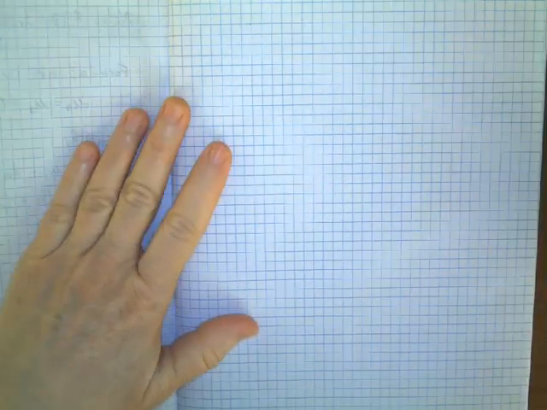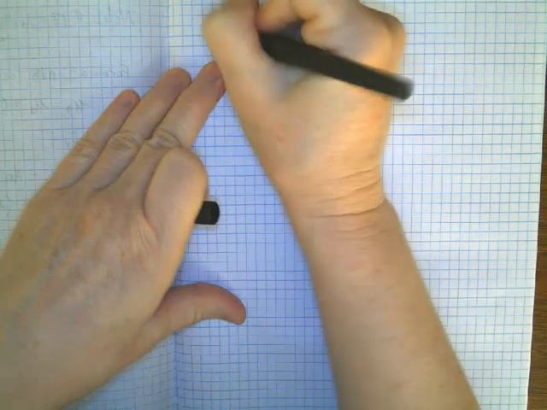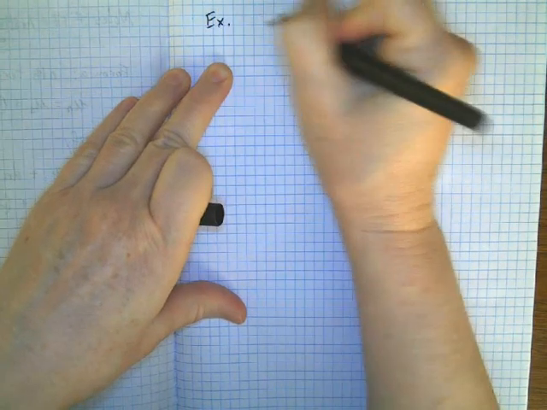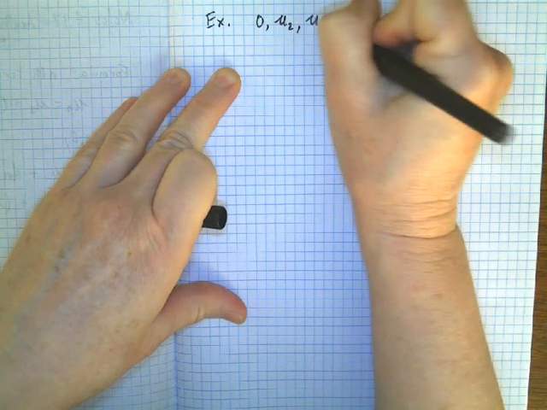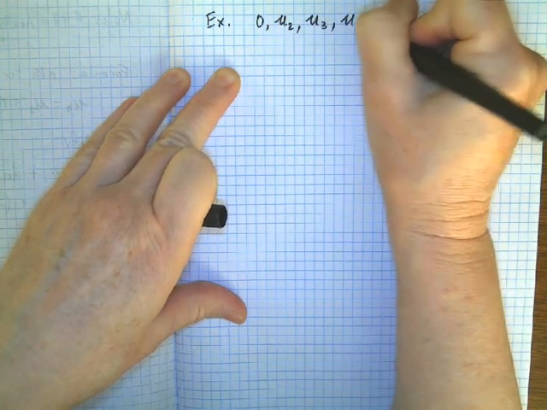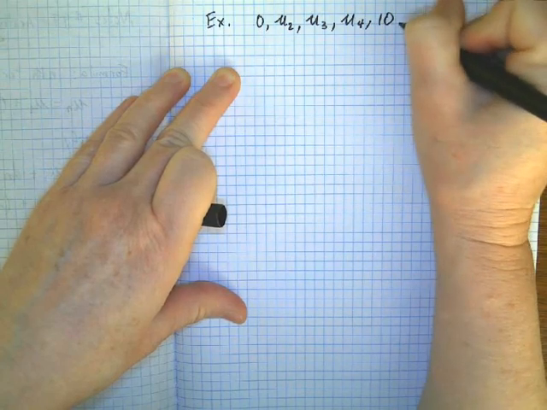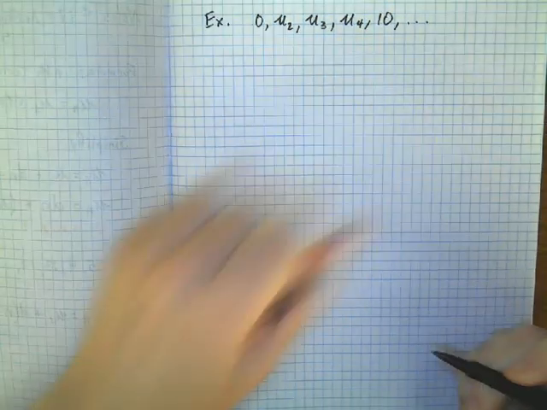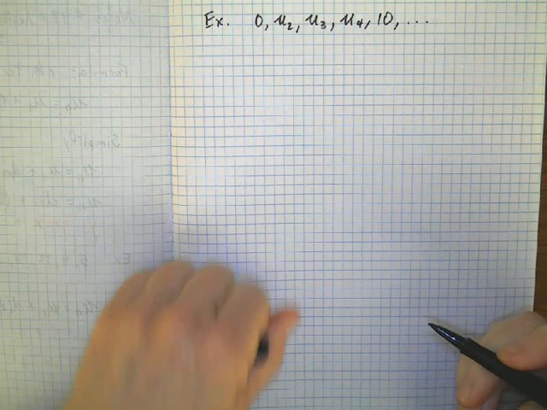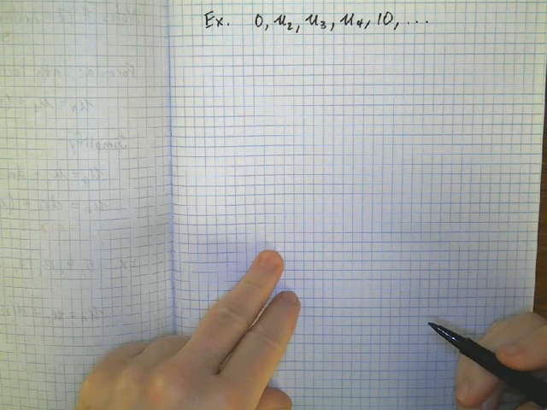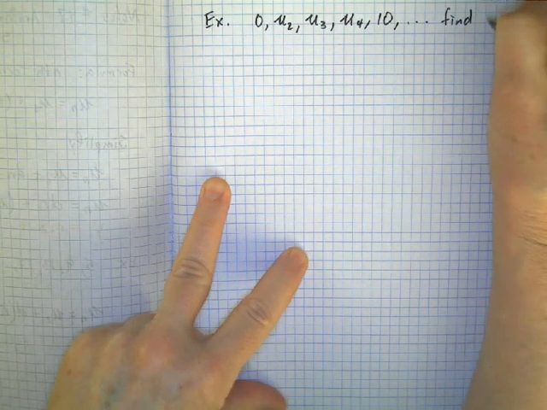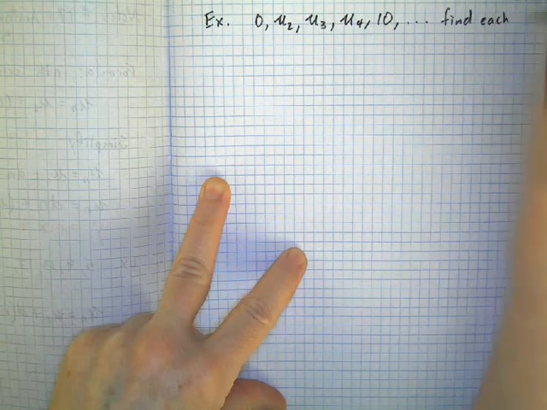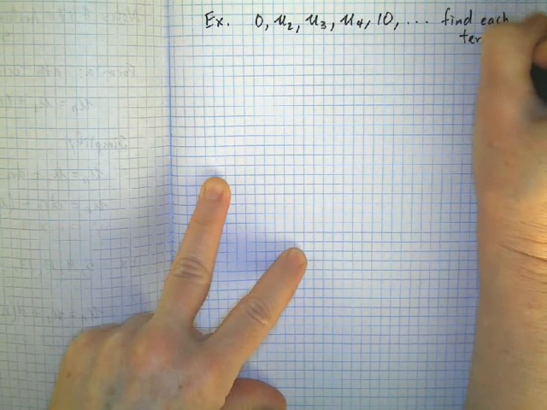What if I give you this? Next example. I have 0, and then u sub 2, u sub 3, u sub 4, and then 10, dot, dot, dot. And I want to find all those missing u's. So this is the second, third, and fourth term. I want to find those terms. So find each term. I need to find these guys.